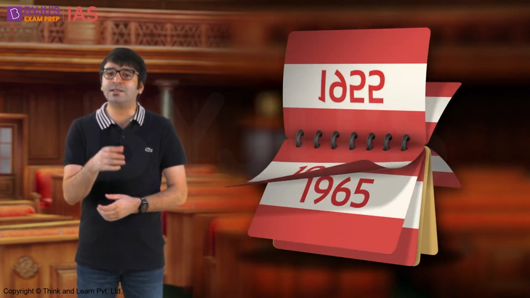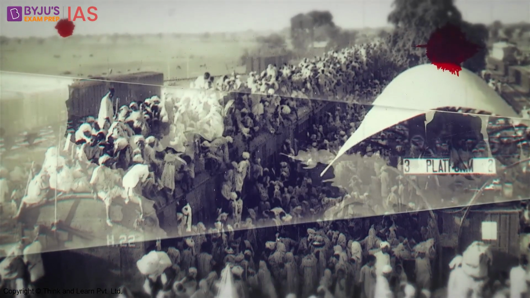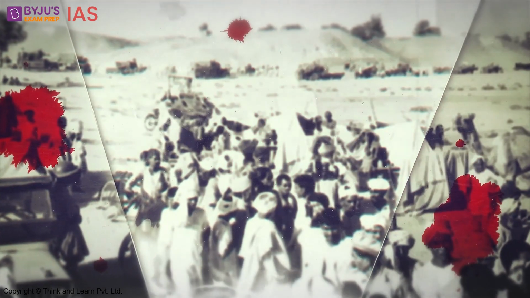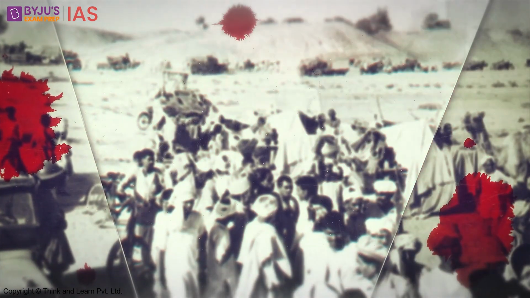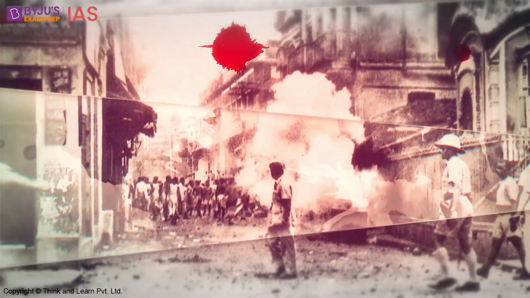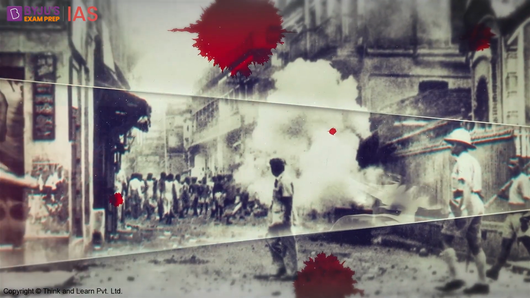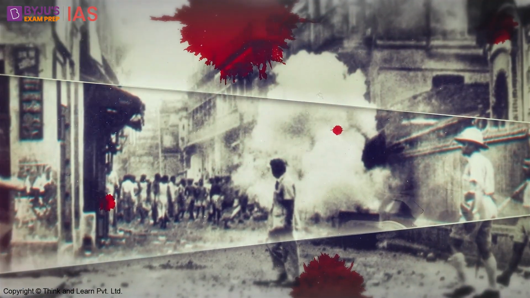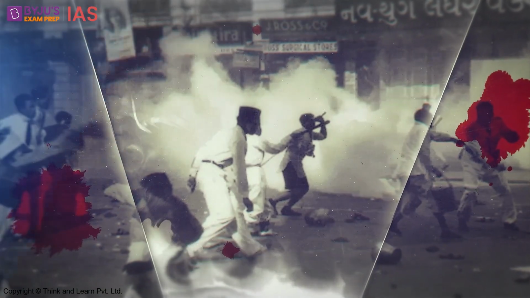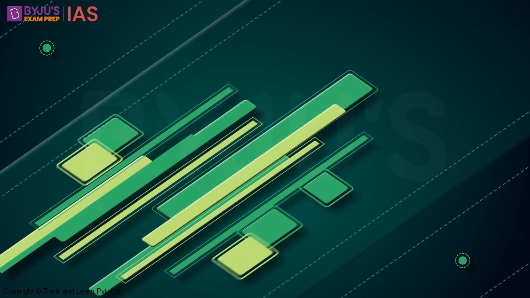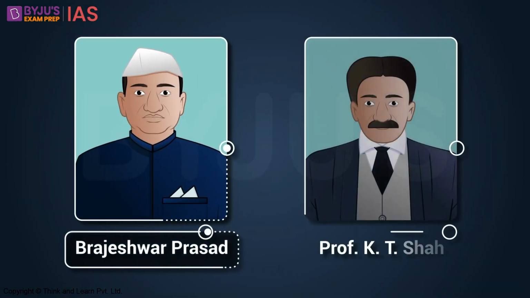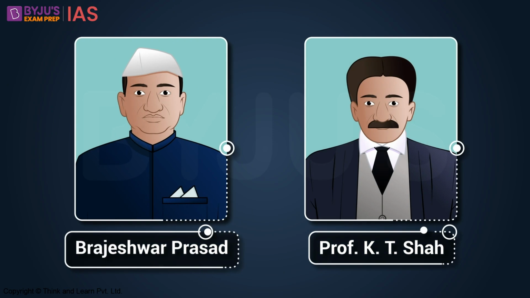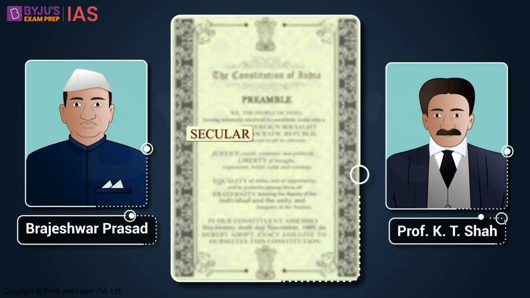The story begins in 1947. The large-scale communal riots witnessed in several parts of India during, before, and after the partition left the makers of our constitution with bitter memories. They were determined to prevent the harrowing experiences witnessed during the partition. Thus, some members of the Constituent Assembly, especially Brajeshwar Prasad and Professor K.T. Shah, wanted the inclusion of the term secular in the preamble.